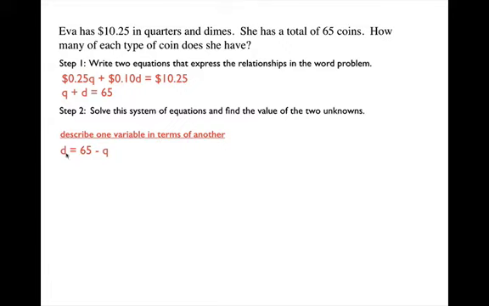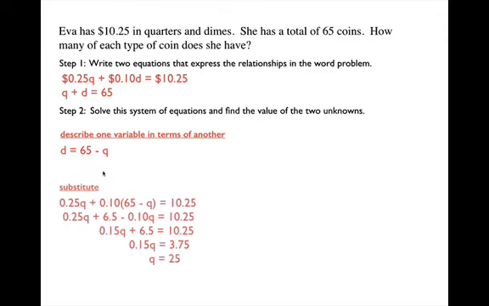I've solved that first equation for d, so d equals 65 minus q. I should mention that I could have solved this equation for q, but I decided to solve it for d. It'll work both ways though. Once I've described d in terms of q, I have an expression, 65 minus q, that describes d. So I can substitute 65 minus q anywhere I see the variable d. So I'm going to take the first equation, and substitute 65 minus q in for d.